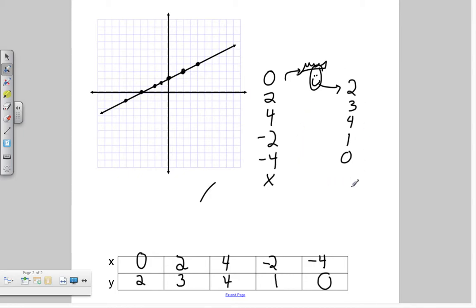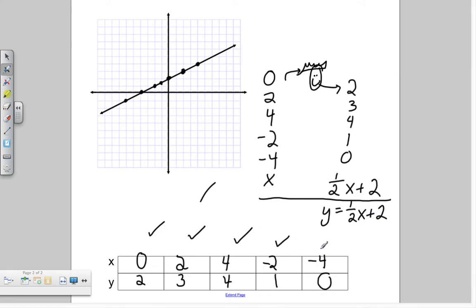Well, what am I doing? I'm actually taking half of x, and then I'm adding 2. So y equals half of x plus 2. And again, like I said, we're going to keep visiting this. What happens here, if I take 0 and I put it in here, I'd have half of 0 is 0 plus 2 is 2. Does that work? Yes. If I put a 2 in here, I have half of 2, which is 1, plus 2 is 3. Does that work? Yes. If I put a 4 in, half of 4 is 2, plus 2 is 4. So each of these will work.